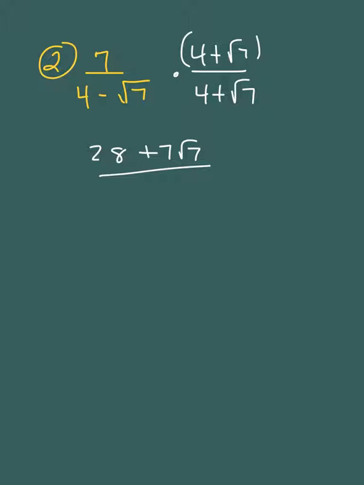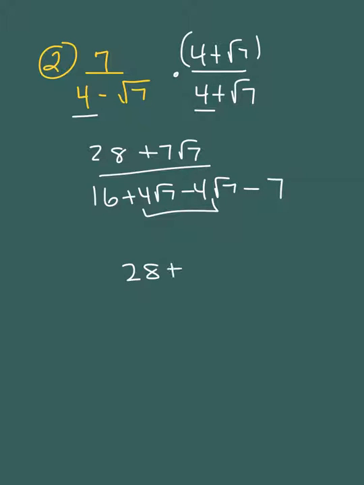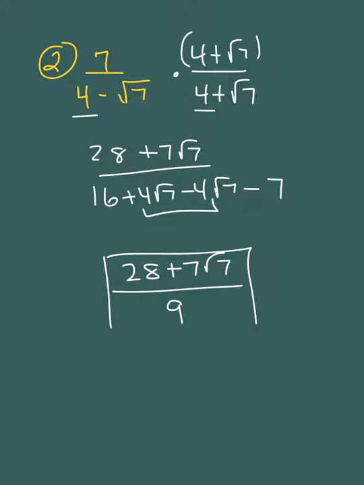And then when I use FOIL on the bottom, I have 4 times 4 gives me 16. My outside gives me plus 4 root 7. My inside gives me negative 4 root 7. And my last gives me minus root 7 times root 7, which is 7. This zeroes out. So my numerator is 28 plus 7 root 7. My denominator is 16 minus 7, which is 9. I can't simplify that anymore, so that's my final answer.